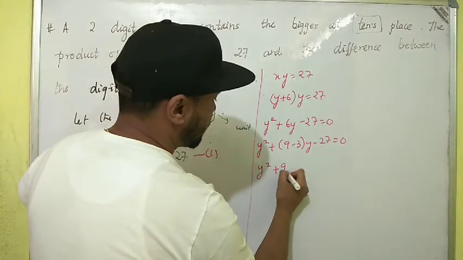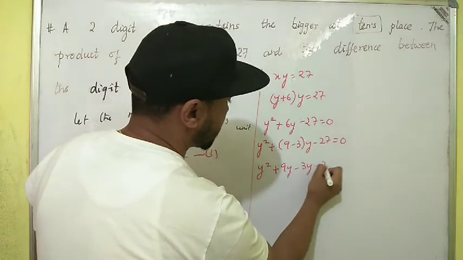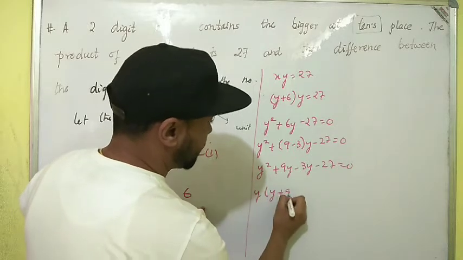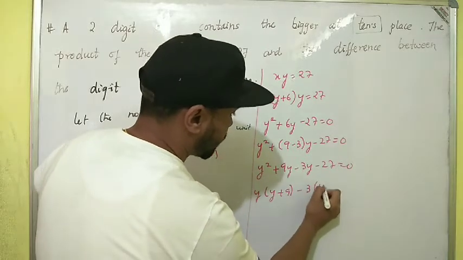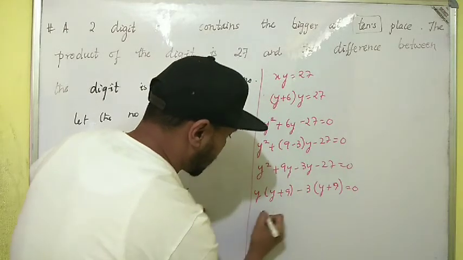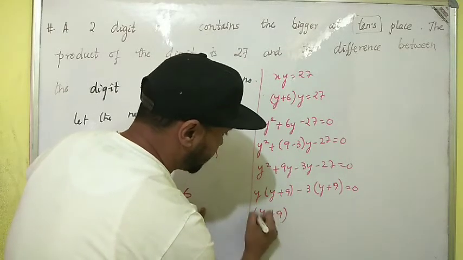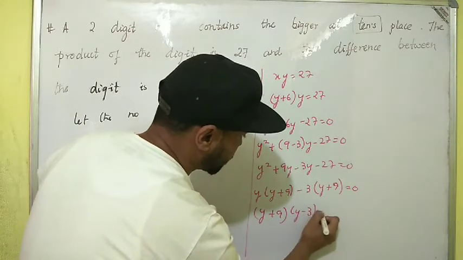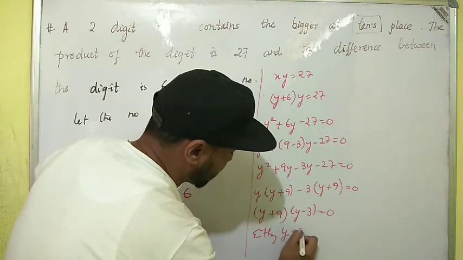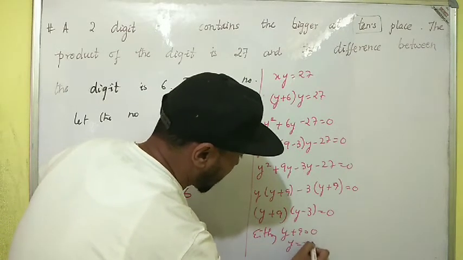So this is your y square plus 9y minus 3y minus 27 is equal to 0. If you take y common, y plus 9. If you take 3 common, y plus 9. If it is minus, then the sign will change. Now y plus 9 is common. Now y minus 3 equals to 0. Now either y plus 9 is equal to 0, so y is equal to minus 9.